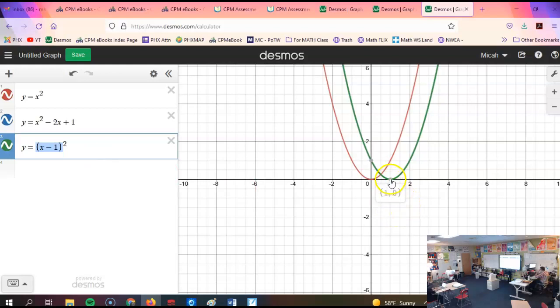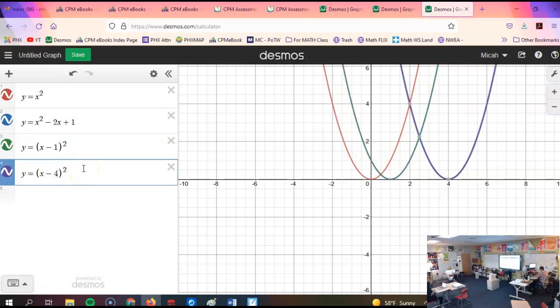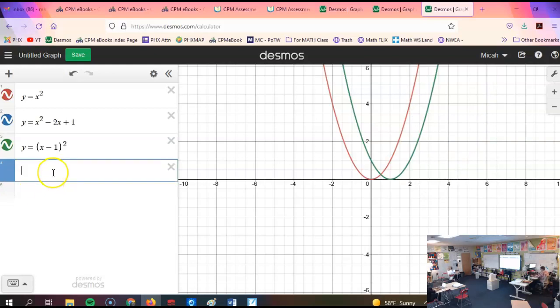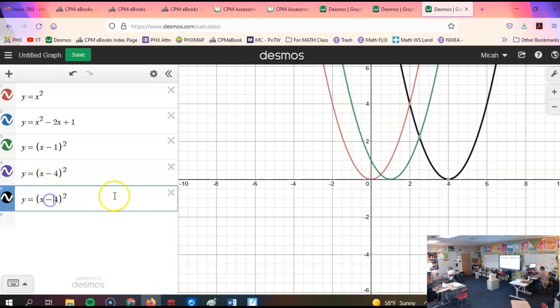So something interesting I see there is x minus 1 has this point 1, 0. We talked about that on Friday. What if I test this and say x minus 4? That's how you move them. Yeah, we talked about this on Friday. If you do x plus 4, it's going to go to the left. Yeah, left. So that's how you move it side to side.